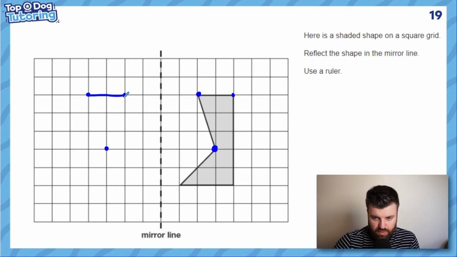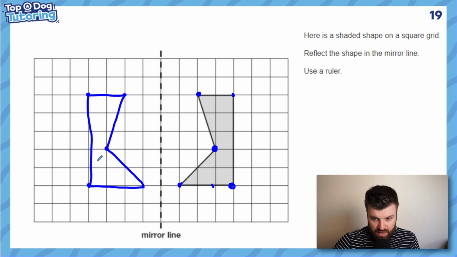Now this is really important. If we join up as we go, we won't get confused. Let's go to this bottom one now. 1. Okay, now we just draw a line. And we can kind of see, look, it's reflected already. Go to this bottom right. 1, 2, 3, 4. Join it up. And then we've just got a straight line down the side.